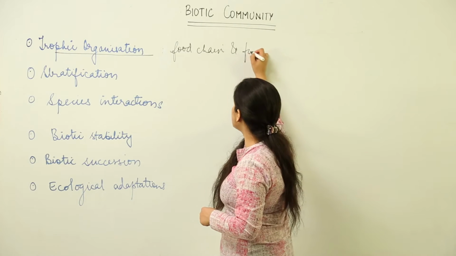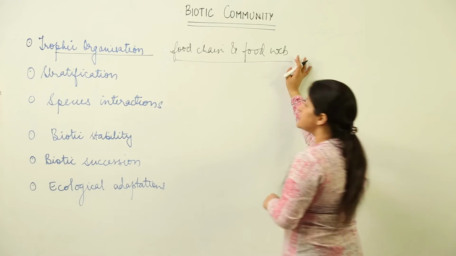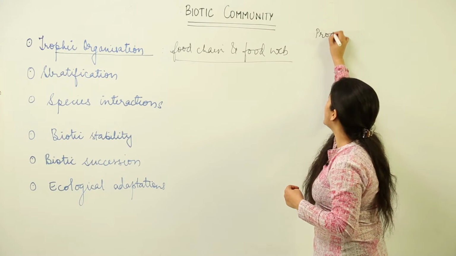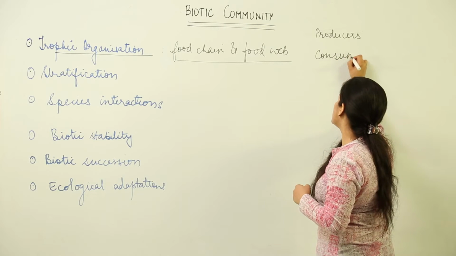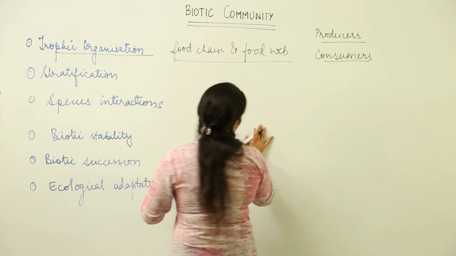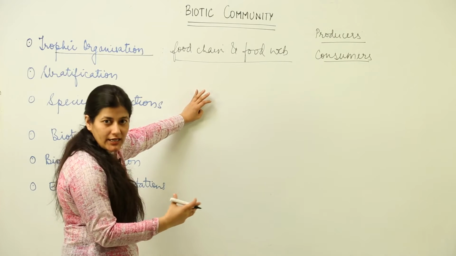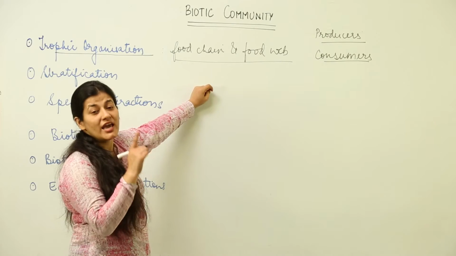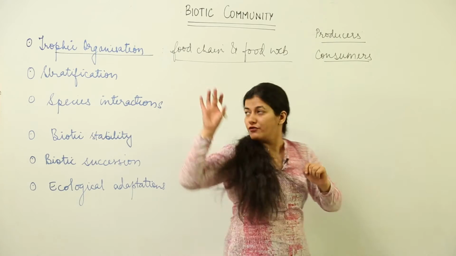Now, in terms of food interactions, we have our organisms classified into certain categories of producers and consumers: those which make their own food and those which consume what producers have made. So, this is the categorization and the organization at trophic levels. These trophic levels are made within an ecosystem considering how species interact with other species in terms of food procurement. So, that is what we have to study in trophic organization.